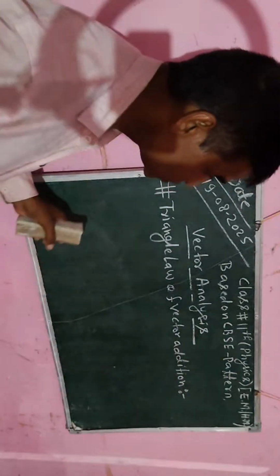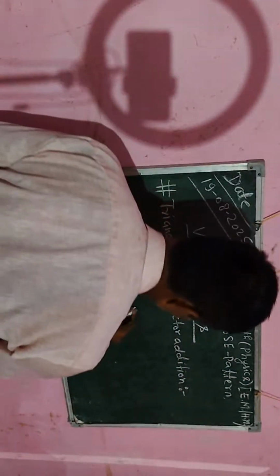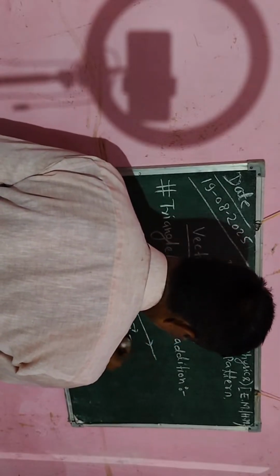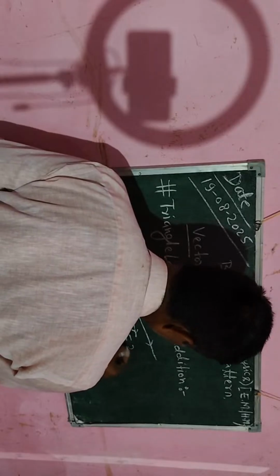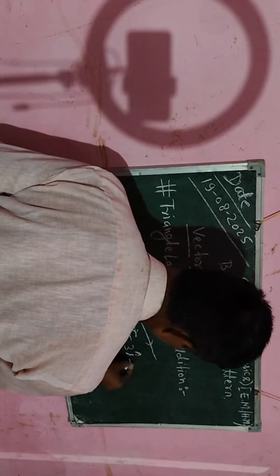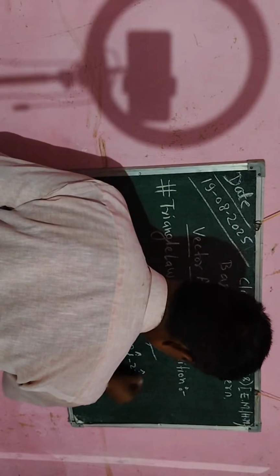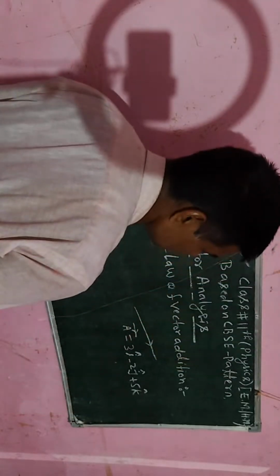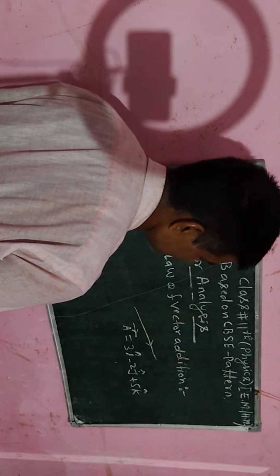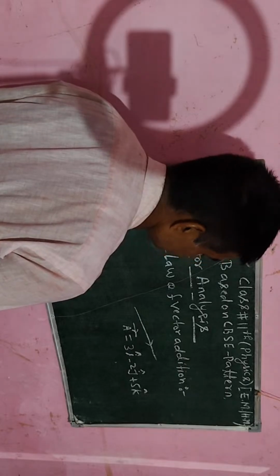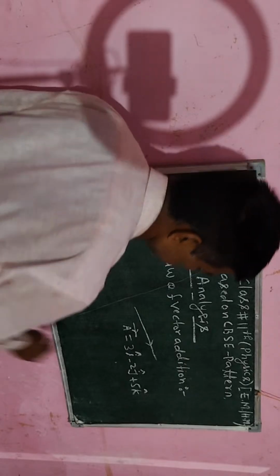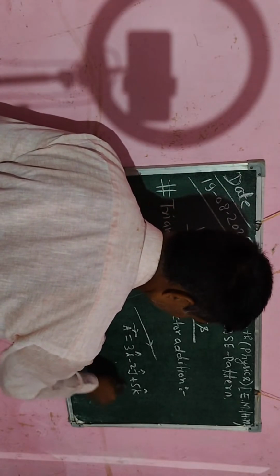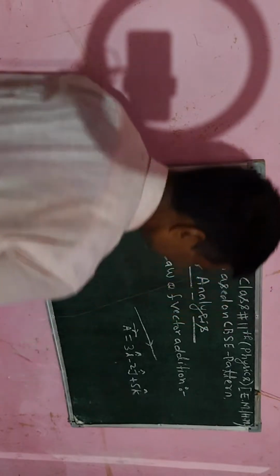Suppose two vectors are given. This is vector A, and it has the value 3 i cap minus 2 j cap plus 5 k cap. I have already explained that a unit vector is written in the form a cap. So i, j and k are all known as unit vectors.